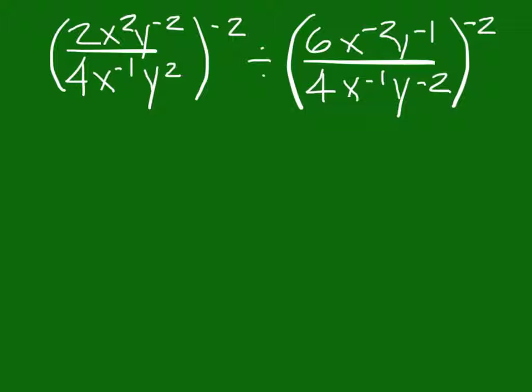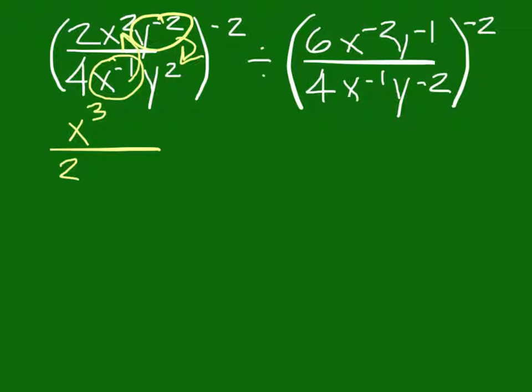So inside the parentheses on the left, 2 over 4 reduces to what? 1 over 2, so just write a 2 on the bottom. What happens when this x to the negative 1 goes to the top and merges? X to the third on top. And what happens when this goes to the bottom? Y to the fourth on the bottom. And we still have to the negative 2.